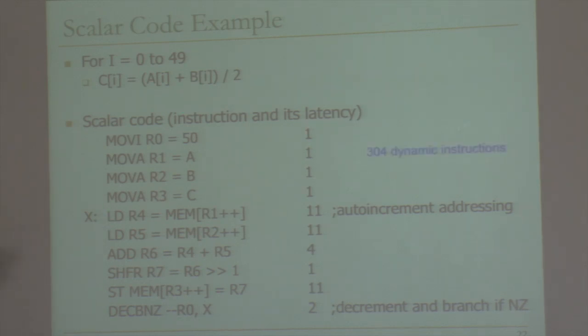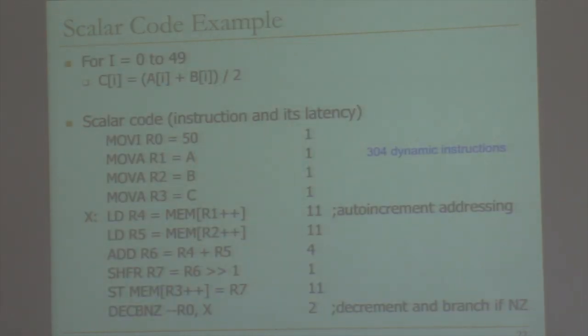You don't need to convince yourself here, but you can take a look at it later. But it takes 304 dynamic instructions. Basically, you need to execute this loop 50 times, and you need to fetch and decode this load 50 times. As a result, you have a total of 304 instructions, 300 in the loop, 4 over here. What is the execution time of this?